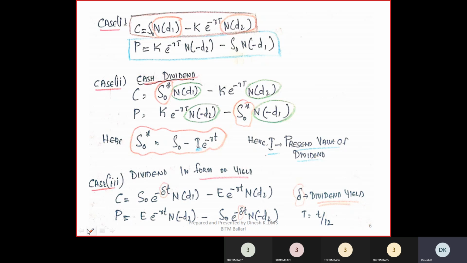The same thing here: N of minus d2 and N of minus d1 are separate values to be calculated by using the formula of the Black-Scholes model. The rest of the values are given in the question: K, that is the exercise price, the risk-free rate, the time to expiry, and S naught are all given. The only thing we need to calculate is N of minus d2 and N of minus d1.